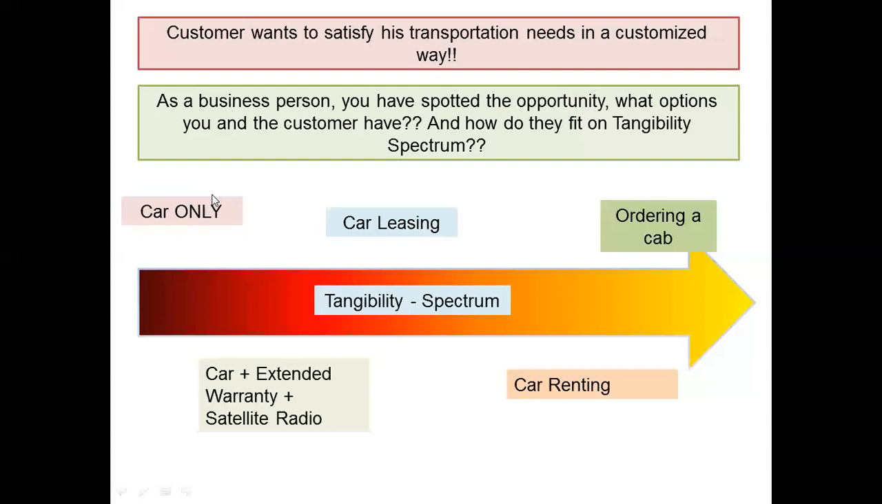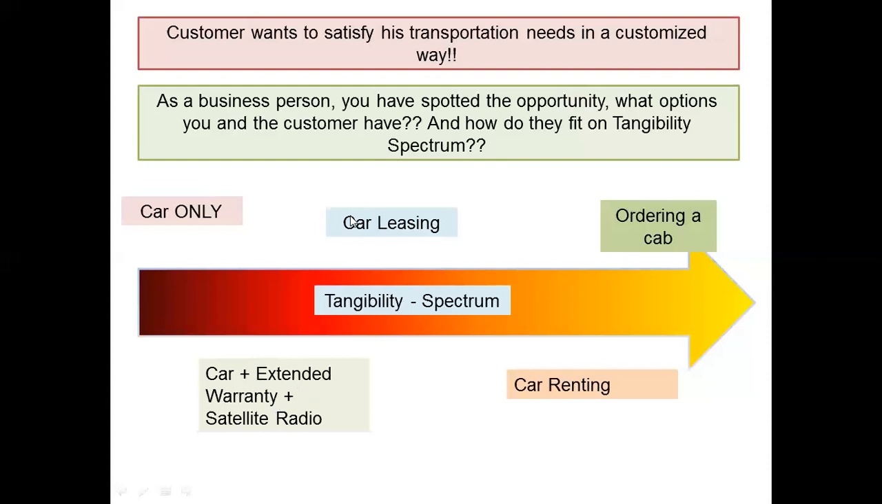Over here, the product was only good. Over here, the product was good dominated, but there were some allied services. The customer was owning the car here. Over here, he is still using the car, but he is not the owner of the car.